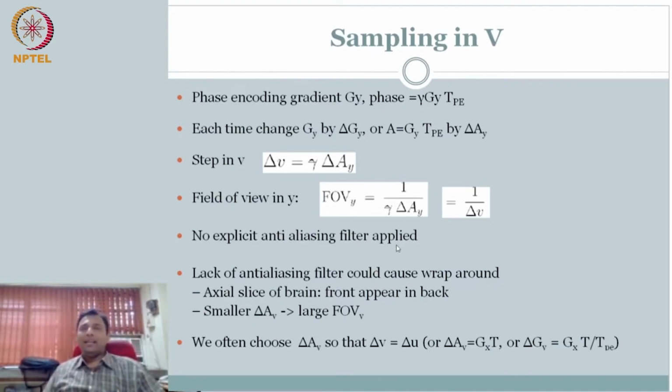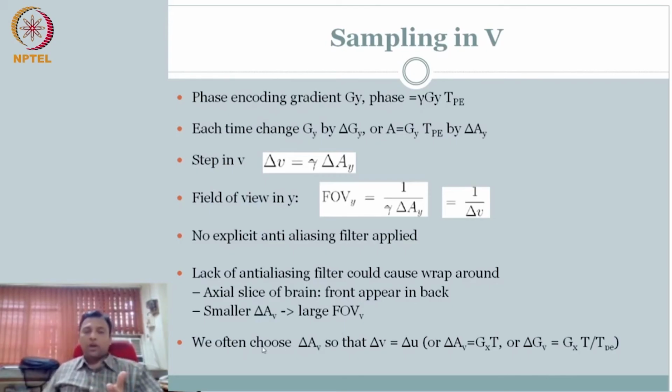However, notice there is no explicit anti-aliasing filter here. So you can get aliasing. Remember the crude definition from the textbook: high frequency masquerading as low frequency. In the spatial domain, the manifestation is wraparound. If you are taking a head scan, the front part can go in the back. It will wrap around. So there is no anti-aliasing; you just refine the settings so that you know from the image whether aliasing has taken place. So the smaller the phase encoding step, the larger the field of view.